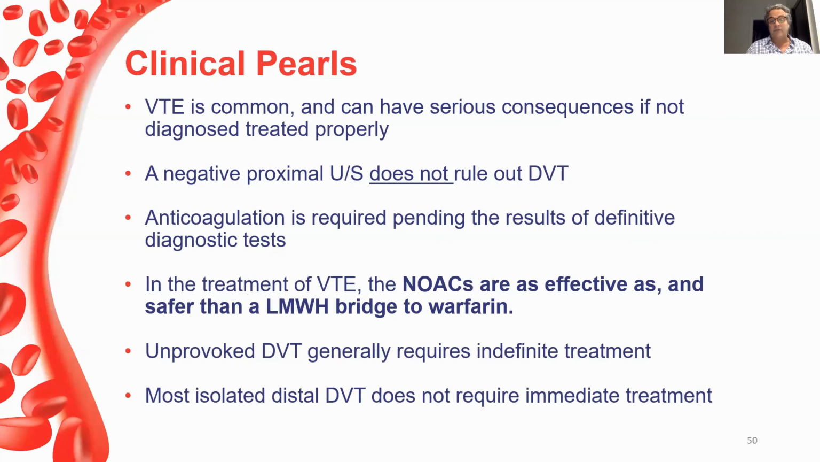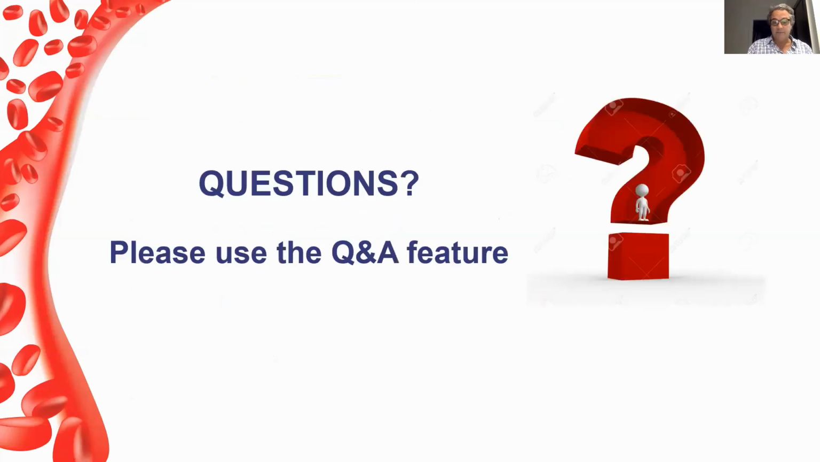A negative proximal ultrasound does not rule out DVT, so you either need to do a full leg or repeat it. Anticoagulation should be started immediately in your office, pending the result of the ultrasound. NOACs are as effective and safer than low molecular weight heparin bridged to warfarin, so that's now the standard of care. Unprovoked DVT generally requires indefinite treatment unless they have high bleeding risk or they qualify for a negative HERDOO2. And most isolated distal DVT, in fact, does not require immediate treatment.